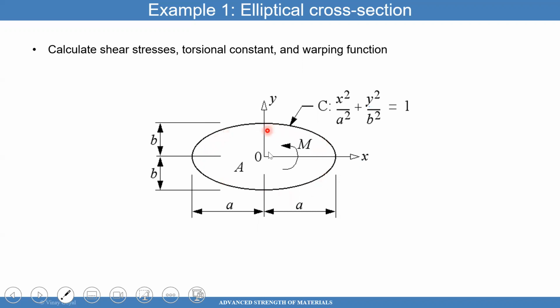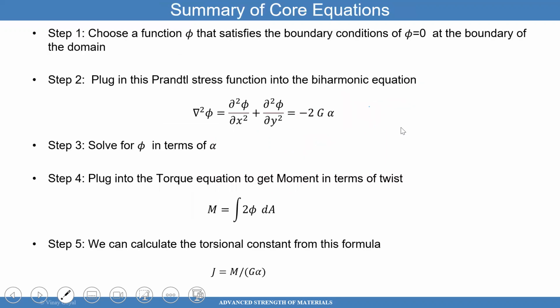Now, let me remind you, the ellipse can be described by this formula: x squared divided by a squared, where a is the distance between the point O and the outer fibers of the ellipse, plus y squared divided by b squared, where b is the distance to the minor axis, and this is equal to 1. That formula everybody should know from pure geometry. Let me remind you the steps.